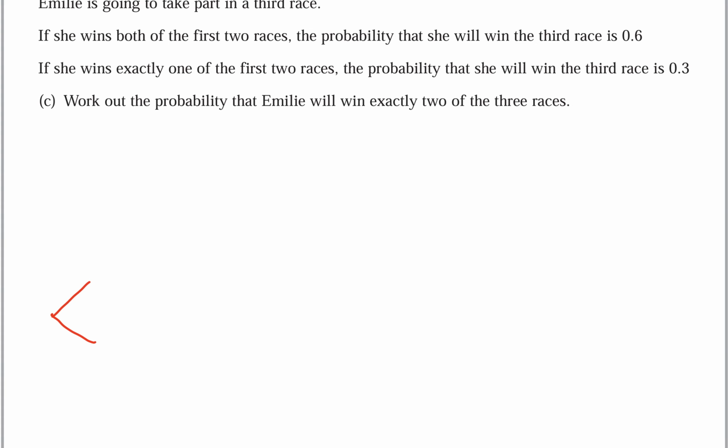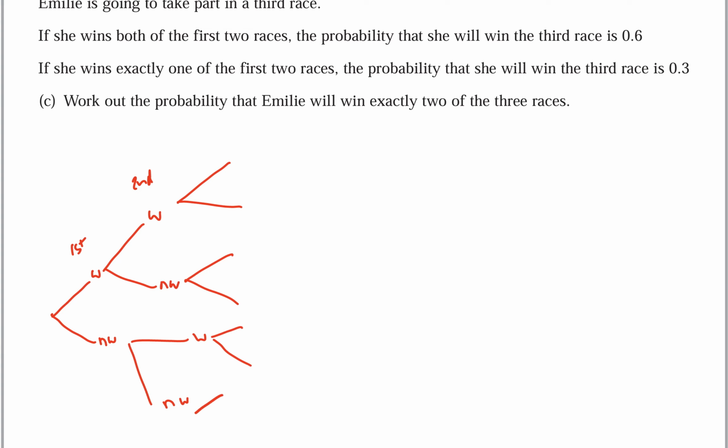So then we have a win and a not win, and for the win I would have again a win, not win, and a win and a not win. So this is the second race, this is the first race, and then a third race. So win, not win, a win and a not win, a win and a not win, a win and a not win. Okay, so those are the races.